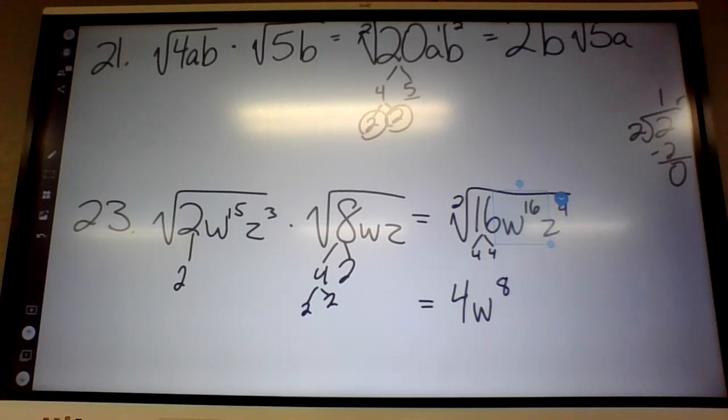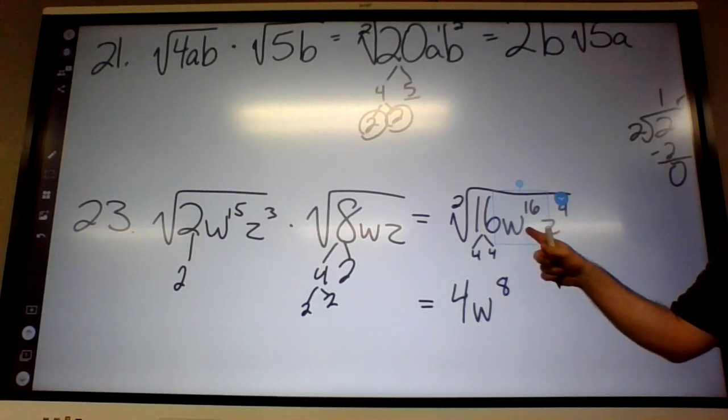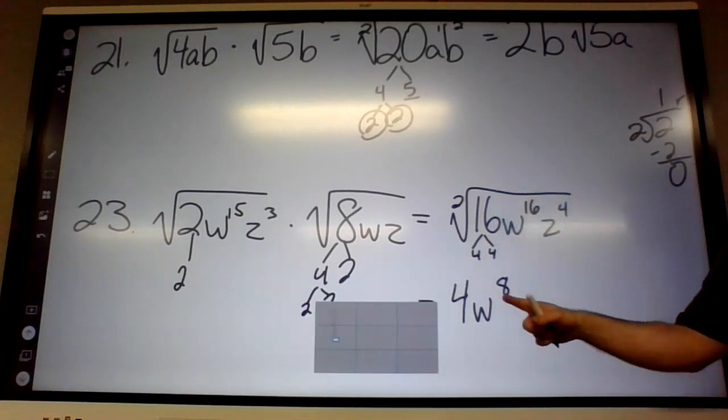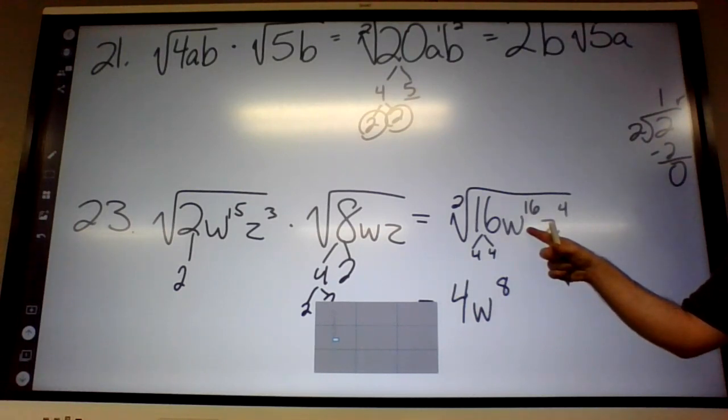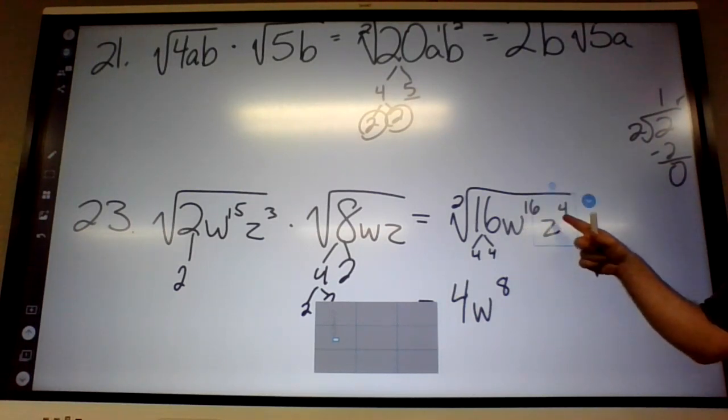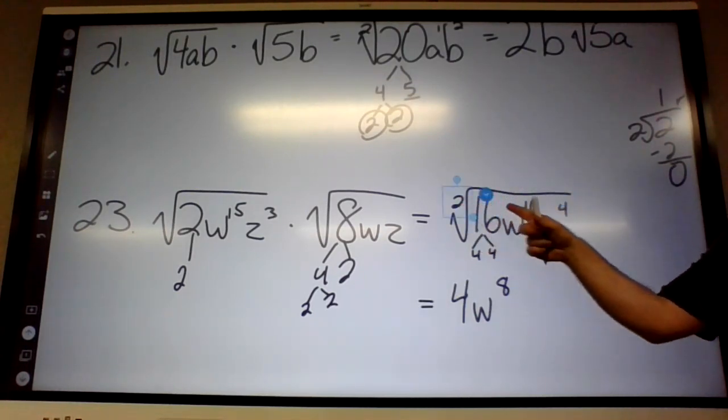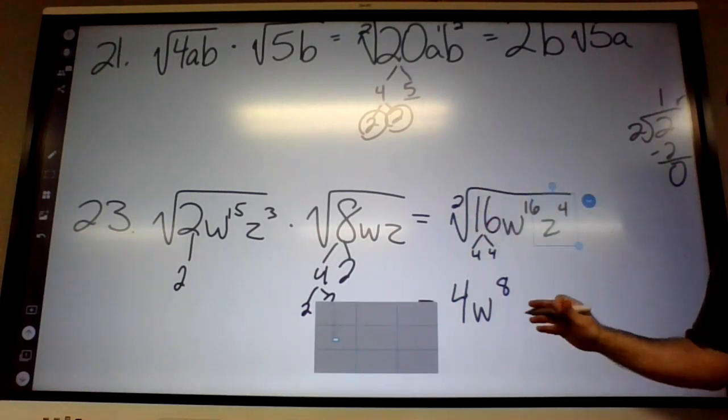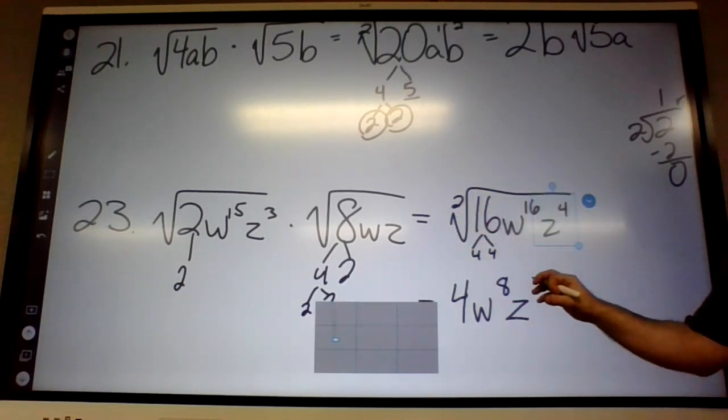Remember, square root means what times itself could equal this. And the answer is w to the 8th times w to the 8th would equal this. But it's like dividing. 16 divided by 2. 4 divided by 2. So that would also be z squared.